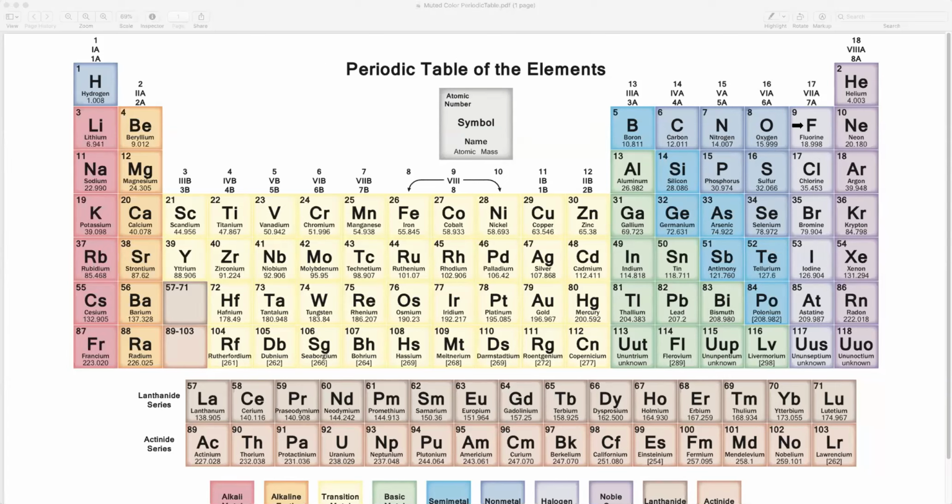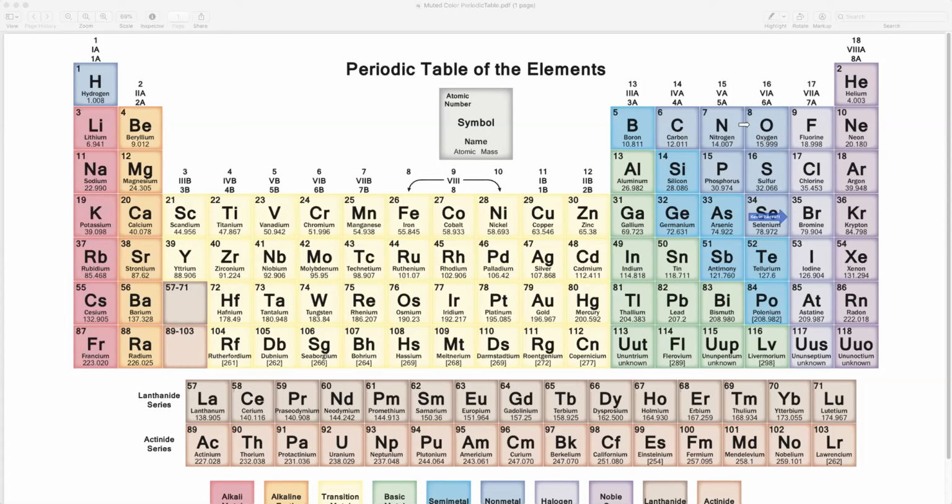So let's look at fluorine. Fluorine, you take the root fluor and add ide. So this is going to form a fluoride ion. This will form a chloride ion, and this will form a bromide ion. Okay, so same step here.